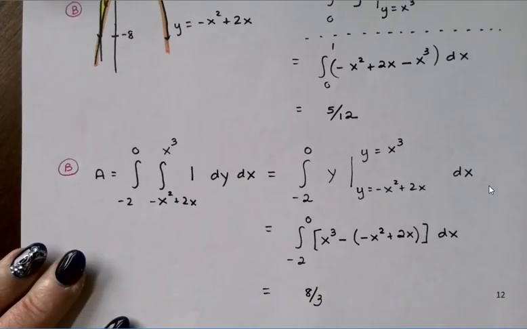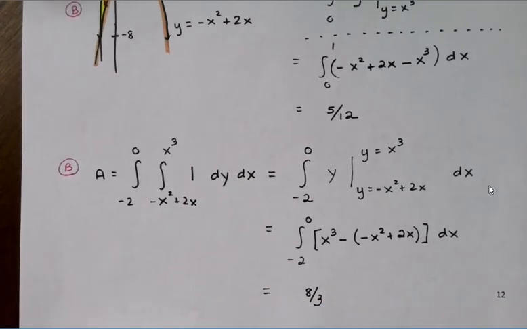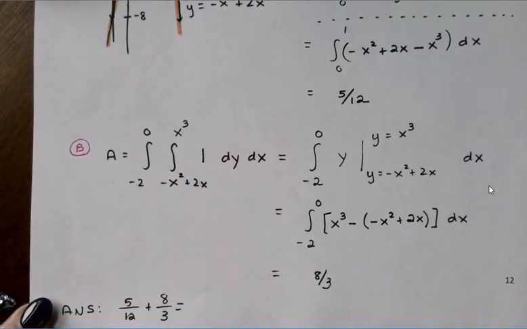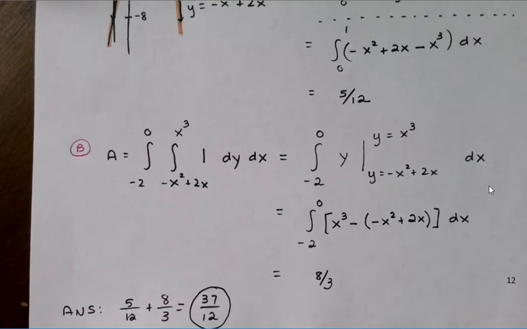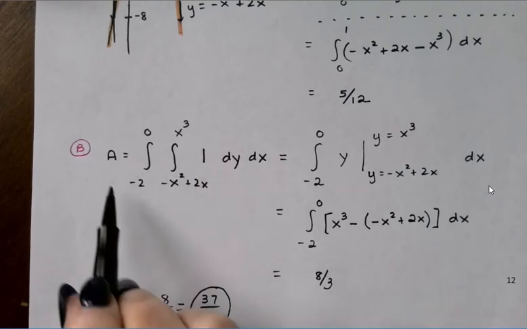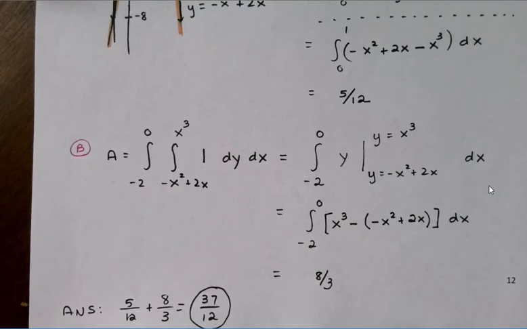So my final answer here for the total area between the two curves is just going to be the sum of the pieces. 5/12 plus 8/3, which is going to give me 37/12. So again, area using a double integral, always integrate 1 as your integrand, and then just set up your limits of integration using the rectangles like we've been doing.